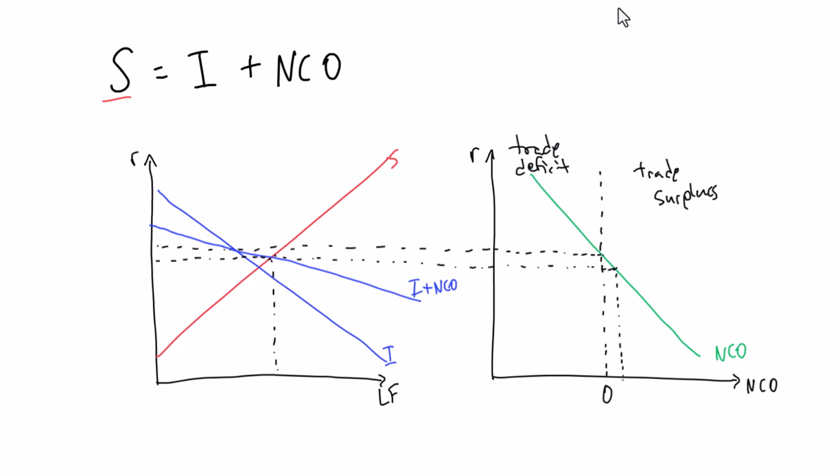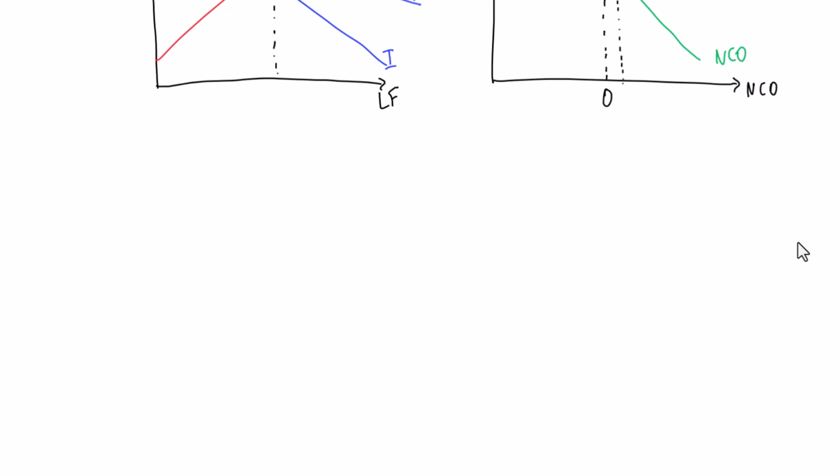This right here is going to be our total national saving. And if you want to know what investment is, we can just solve for it with I equals S minus NCO. Now let's talk about the other market, the foreign currency exchange market.